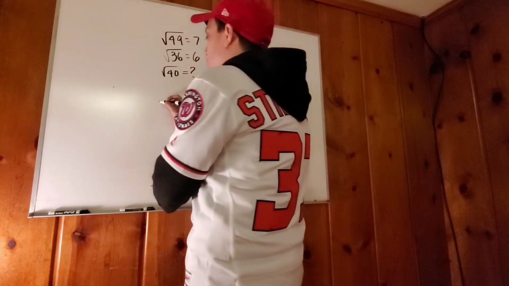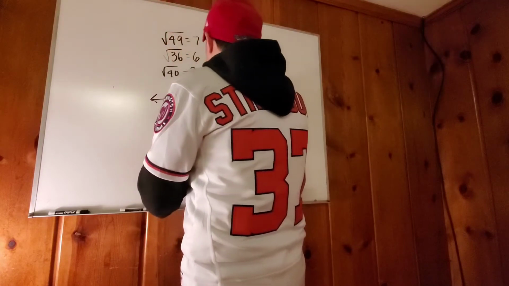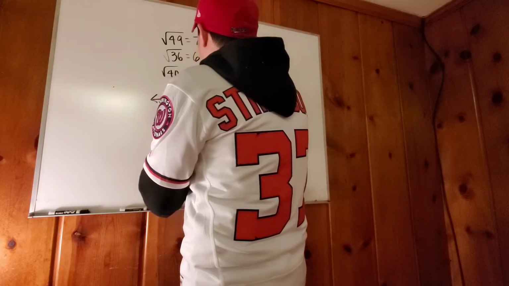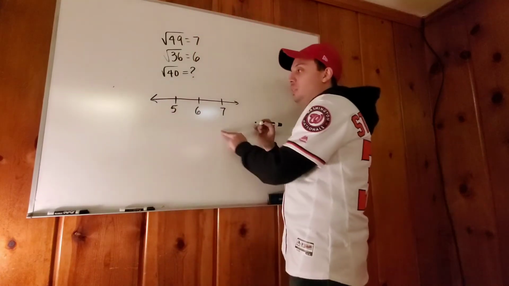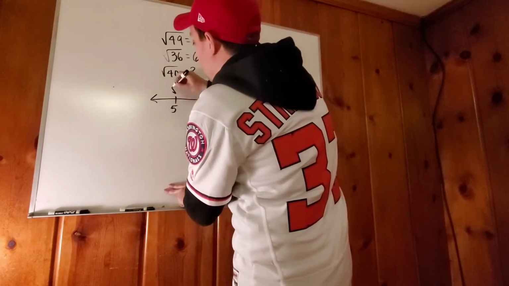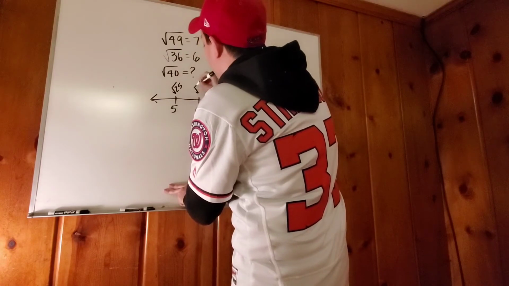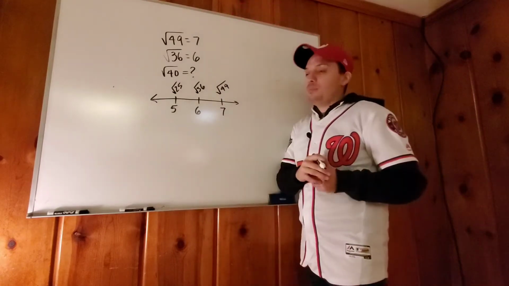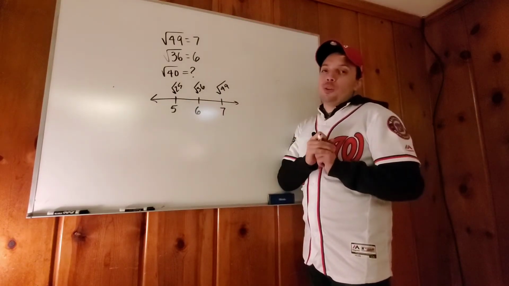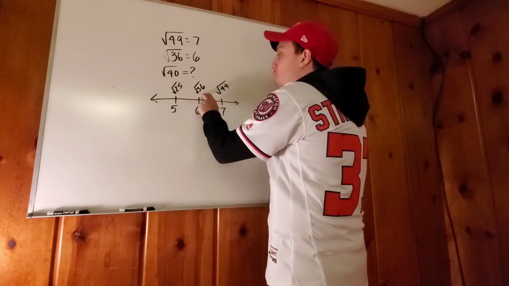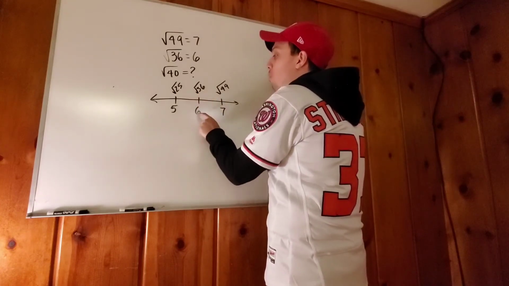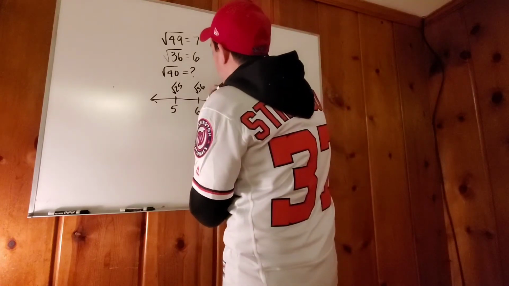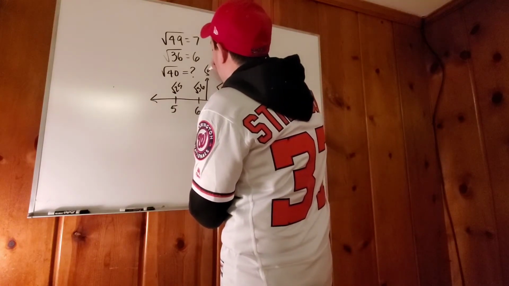In fact, if I drew a number line and I had 5, 6, and 7, I know that the square root of 25 is 5, the square root of 36 is 6, and the square root of 49 is 7. So where should the square root of 40 be? It should be around here, in between 6 and 7. It has to be between 6 and 7.